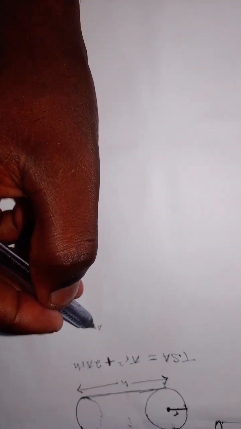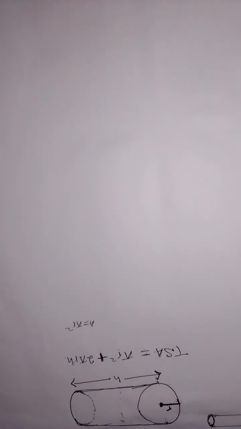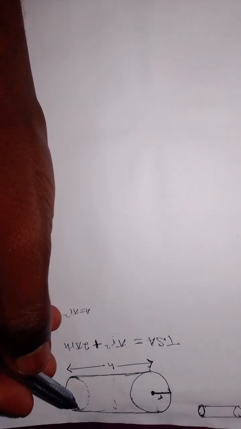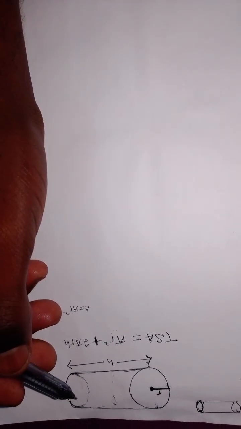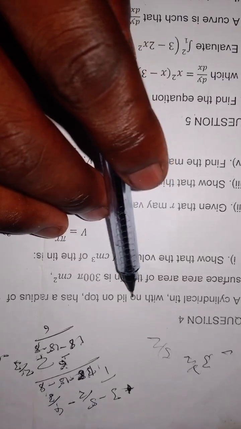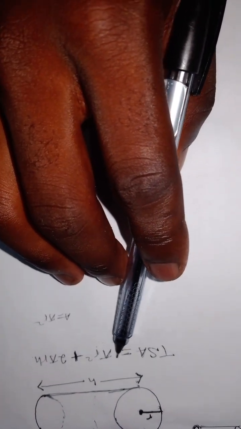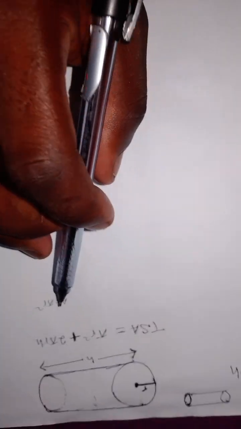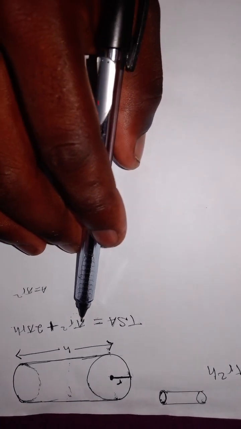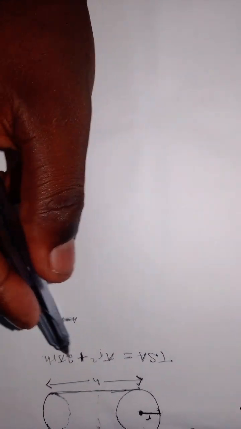Now the circle area is just pi r squared. Remember they said with no lid on top, so it is just one. If there was a lid on top, it would have been 2 pi r squared. That's why we're just going to consider that.